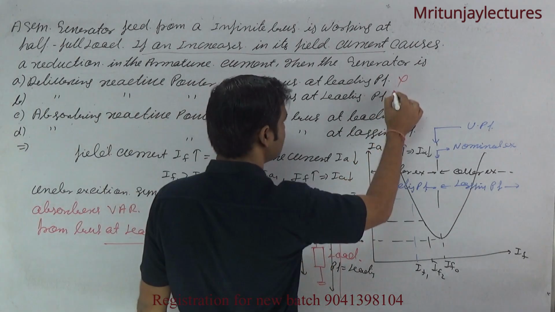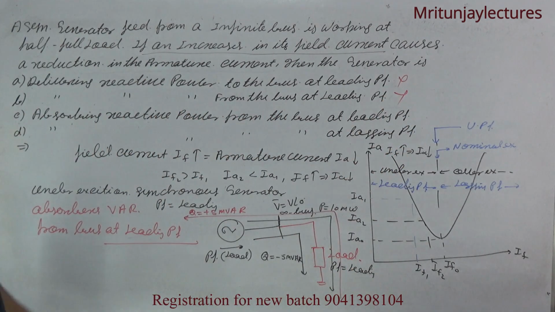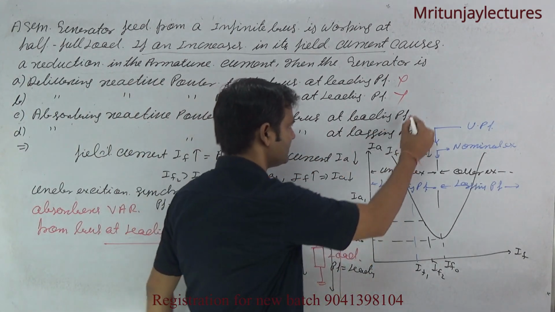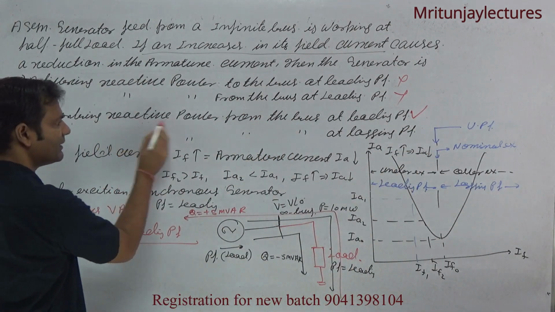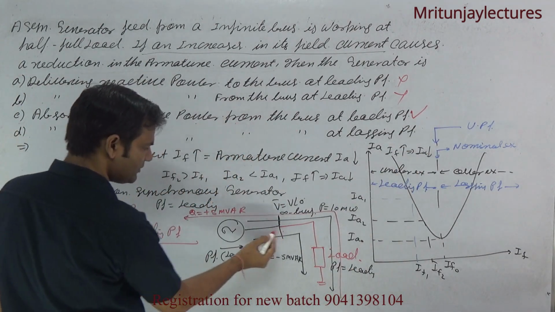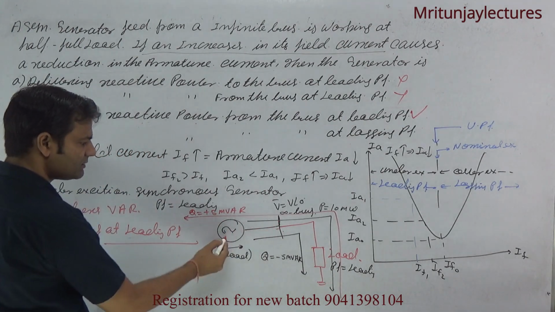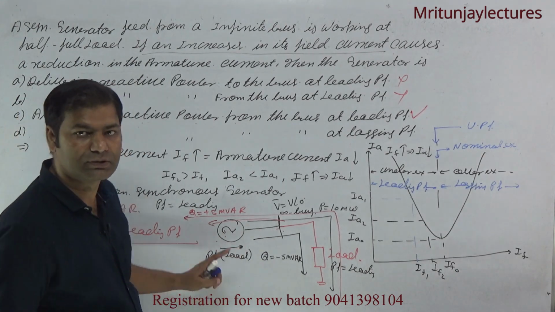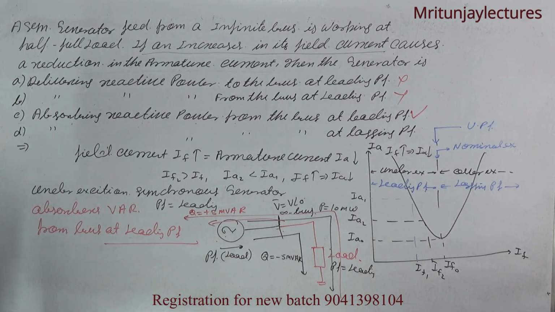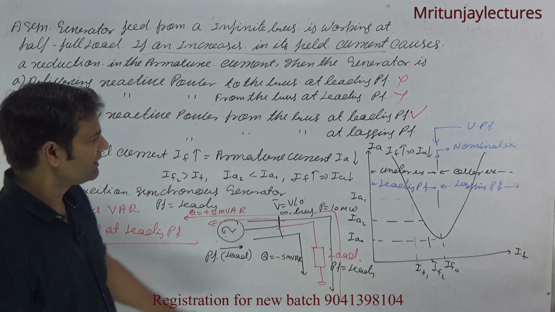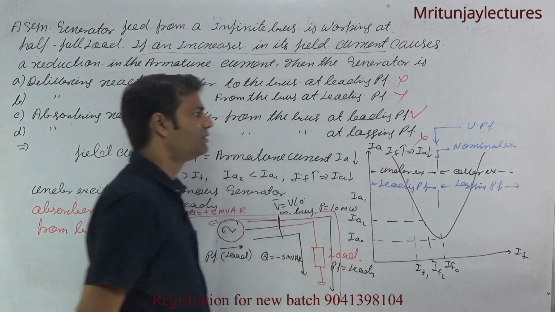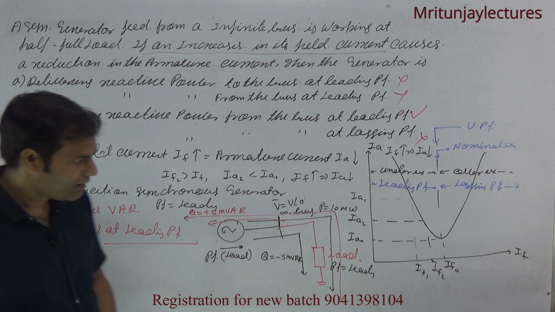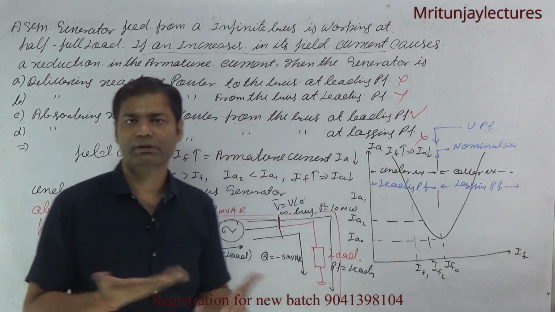So which one is correct? These two are not correct. Next one: observing reactive power from the bus at leading power factor. Observing reactive power from the bus, that is the infinite bus, at leading power factor. Which one is correct? C is the correct option. The last one is not correct. So only C is the correct option. Any doubt? No.